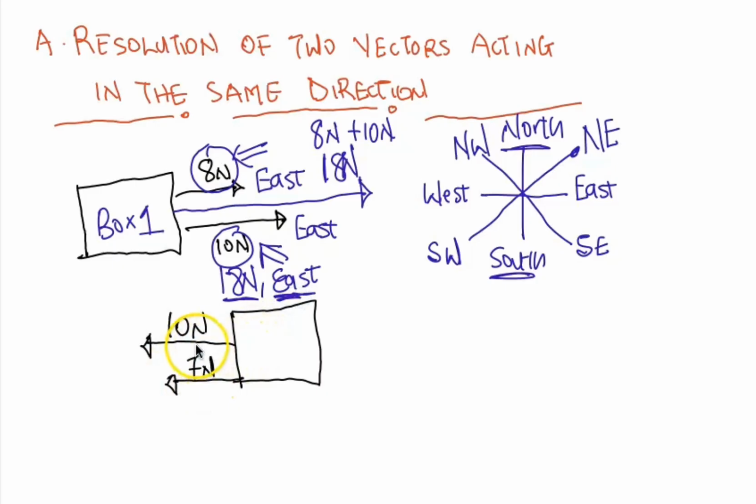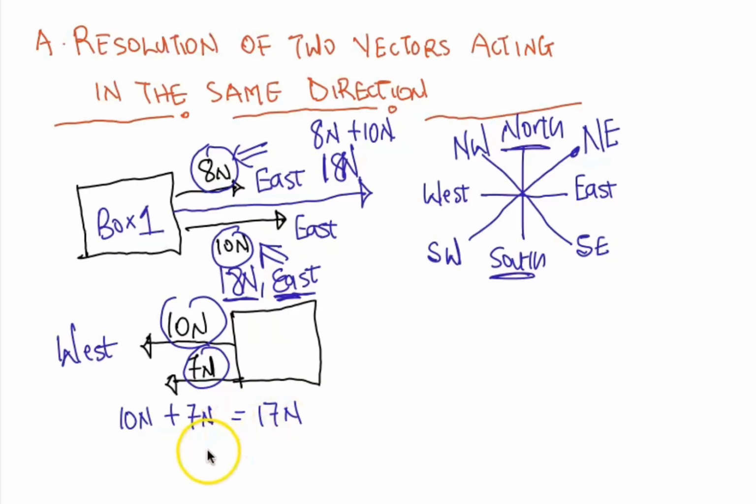Now, in this case, we have two forces. We have 10 Newton, and then we have 7 Newton, and both of them are clearly moving towards the west. So in this case, the combined vector will be 10 Newton plus 7 Newton. So this will give us 17 Newton. And remember, your combined vector is what we call the resultant vector. The resultant vector is that single vector that acts in both magnitude and in direction.